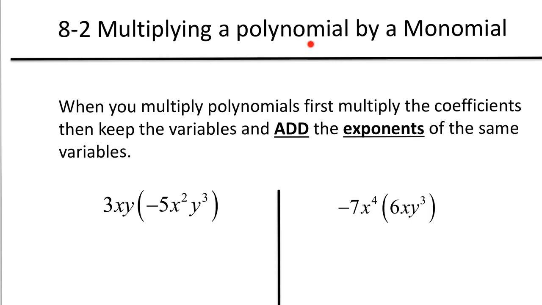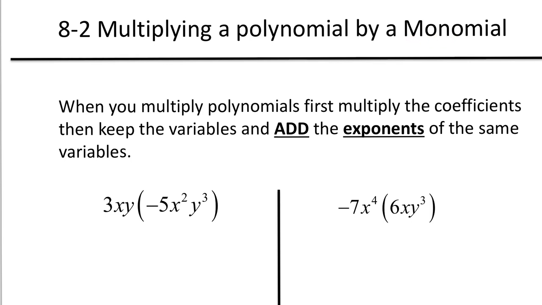First, polynomial is when you have poly, many terms, and you're going to multiply that polynomial by a monomial, and the root word mono means one. So you guys are going to have 2 terms binomial, 3 terms trinomial, 4 terms quadrinomial, and you're going to multiply by 1 term monomial.